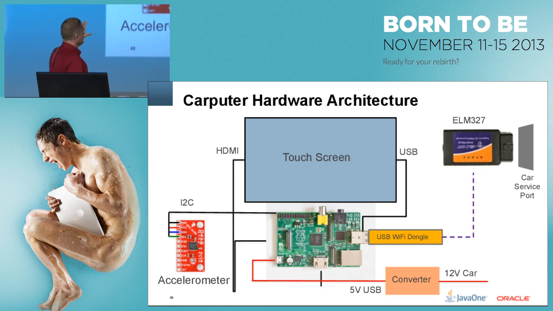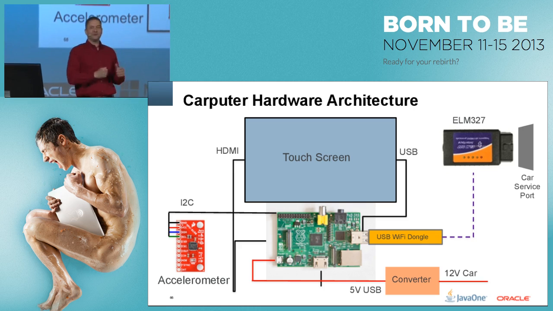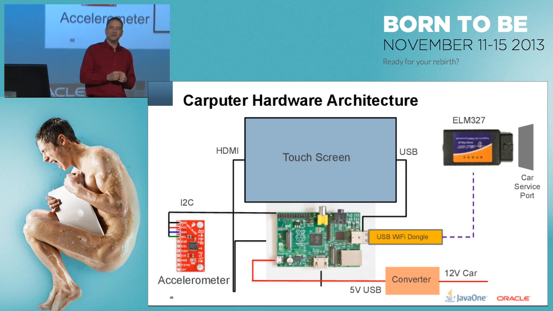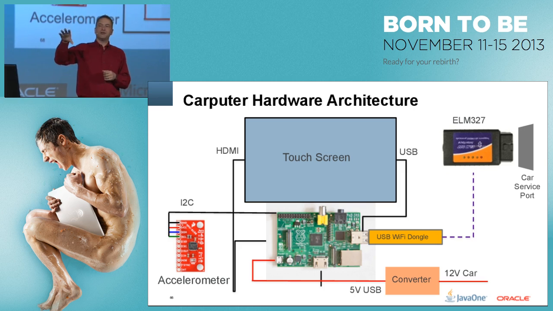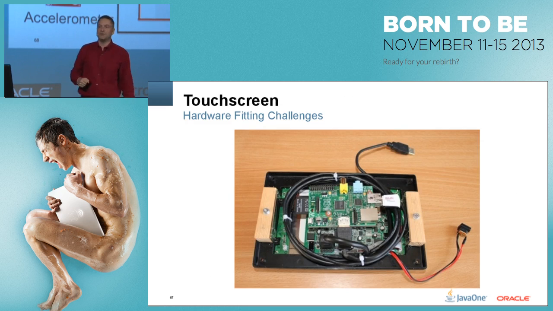Now, this is the overall architecture, if you like. It's a rather grand word for what is quite simple. I've got the Raspberry Pi. I've got the USB Wi-Fi dongle, which communicates with the ELM327. I've got the touch screen, which is plugged into the HDMI port. I've got the accelerometer, which is plugged in through I2C into some of the GPIO pins. And then I've also got a 12-volt to 5-volt converter, so I can plug it directly into the power of the car, which is 12 volts, and have that power the Raspberry Pi for me.